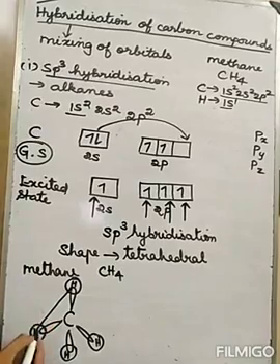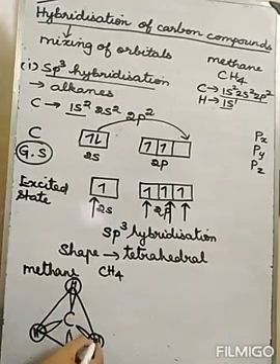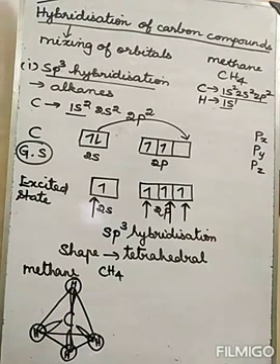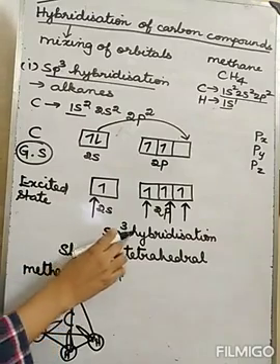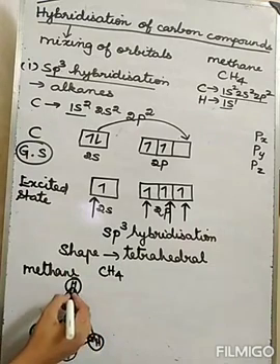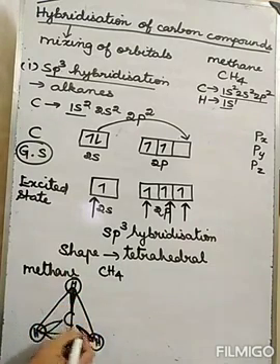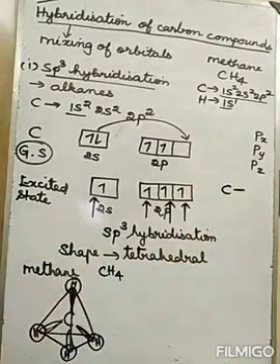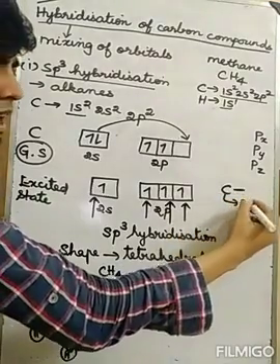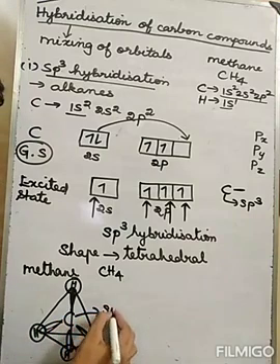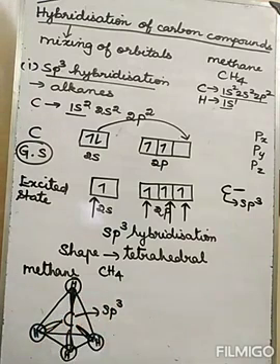So if you join them like this, you will get a tetrahedral shape. So whenever the carbon has sp3 hybridization, it will have a tetrahedral shape. This carbon is always surrounded by single bonds. So if the carbon has single bonds, then we can say the carbon has sp3 hybridization.